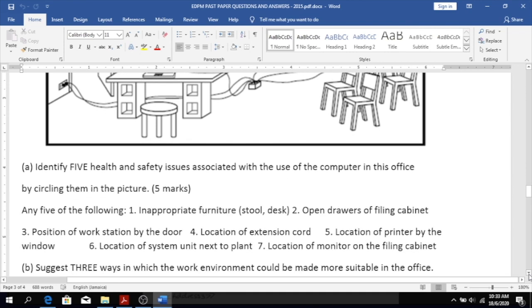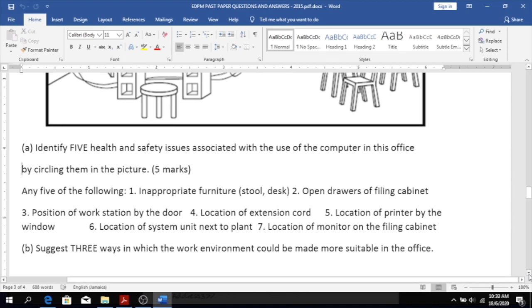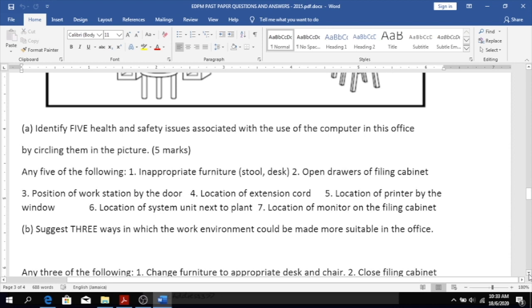Inappropriate furniture, which are the stool and the desk. Open drawers in filing cabinet. Position of workstation by the door. It shouldn't be right by the door. Location of extension cards. Shouldn't be in the walk area. Location of the printer by the window. Yes, if rain falls, it gets wet. So we shouldn't be putting a printer right at a window. And sunlight. Too much sunlight can damage it, right?